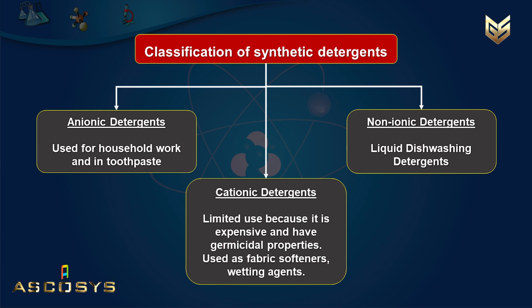Anionic detergents are used in our household work and in toothpaste also. Cationic detergents are very expensive, so they are less used, but they are used in fabric softeners, wetting agents, etc. Last are non-ionic detergents. Non-ionic detergents are used in liquid dishwashing detergents. And so this is all about synthetic detergents and soaps.